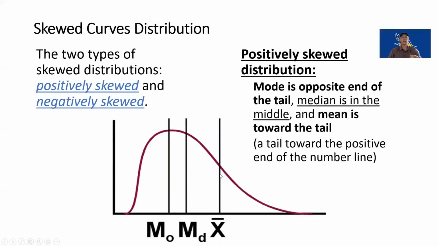If the mean is above, okay, so the mode is on the opposite end of the tail, and say the median is our middle. If the mean goes towards the tail and it's positive, it's a positively skewed value. If these were flipped, if the mean was pulled down below the median, and the mode's on the other side, we know that it's a negatively skewed value.